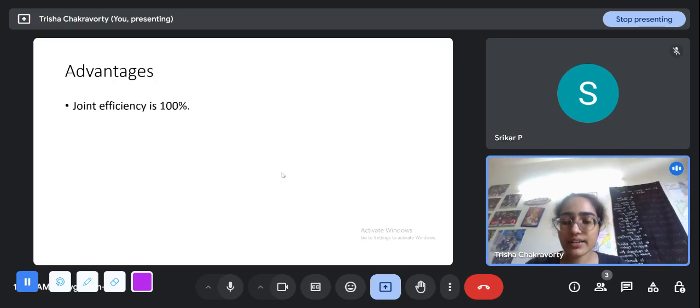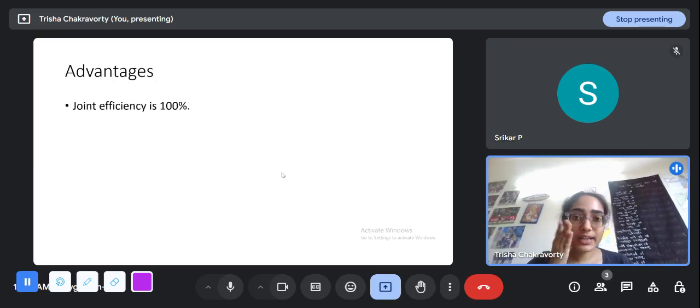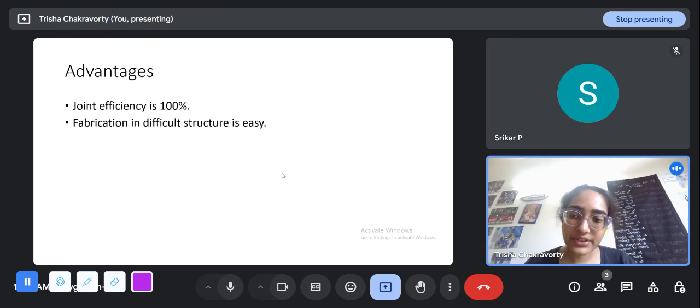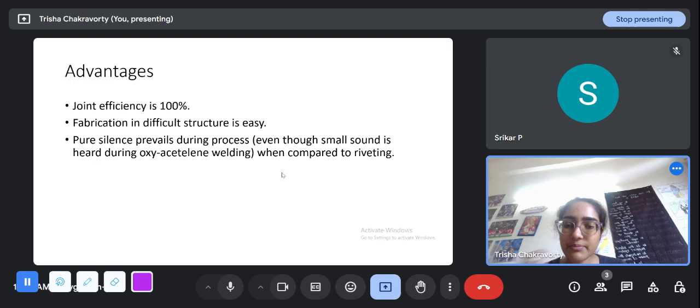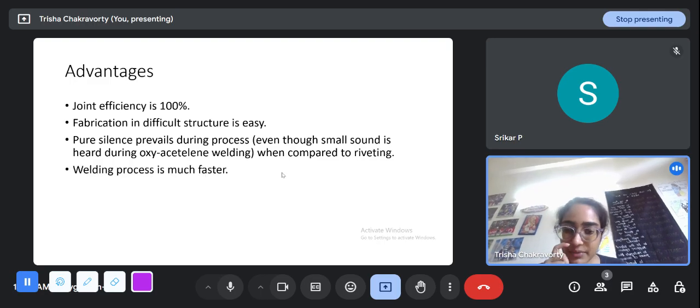Advantages: joint efficiency is 100%. It doesn't depend on tightening. If the weld is formed, it is 100% efficient. Fabrication of difficult structures is easy. Pure silence prevails during the process. Welding process is much faster. I mean, there's no drilling involved.